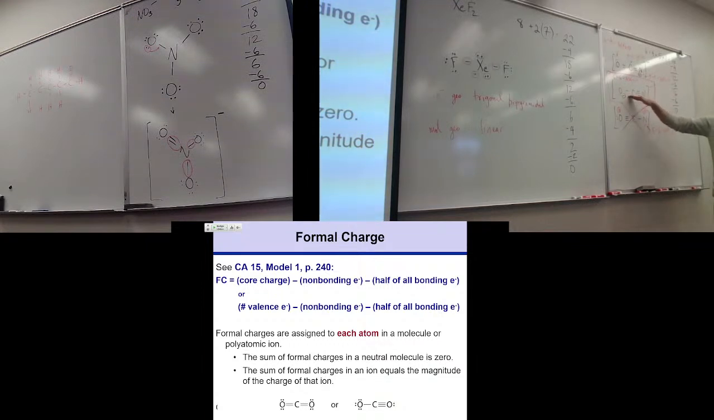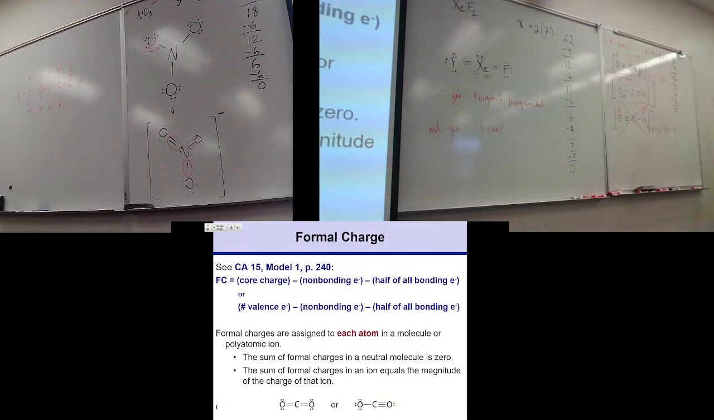So we should see properties of this molecule where this bond is pretty long or easier to break if this is the correct resonance structure. If this was the correct resonance structure, then this would be the strong bond, this would be easy to break, but it's not.